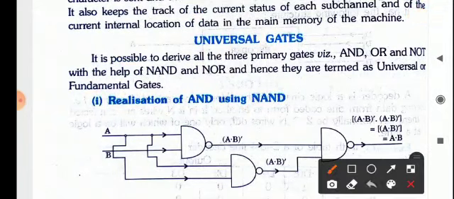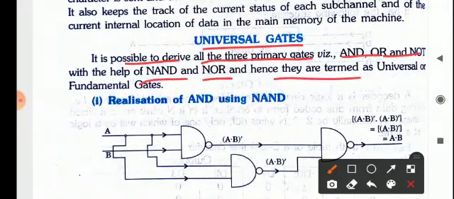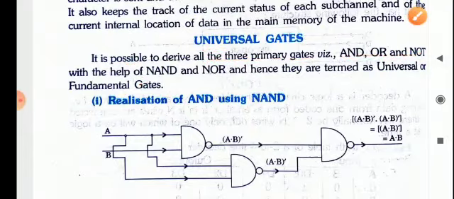Basically, let's start with universal gates. Now, let's see what a universal gate is. Basically, it is possible to derive all the three primary gates, that is AND, OR, NOT, with the help of NAND and NOR, and hence they are termed as universal or fundamental gates.